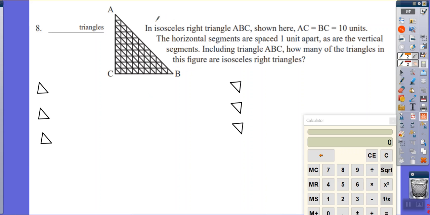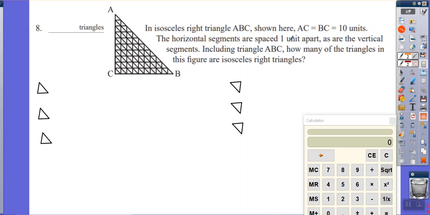Here's what I see. We have an isosceles right triangle, ABC, and we know that AC and BC are both 10 units. And so we know that each thing is one space apart, but that doesn't matter. We just want to know how many isosceles triangles there are.